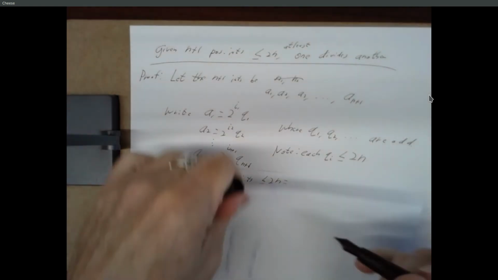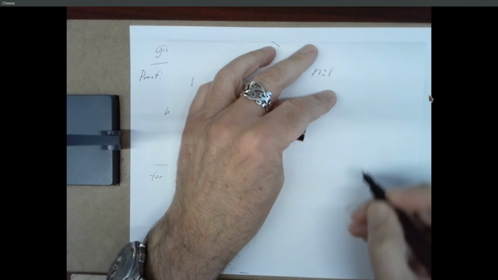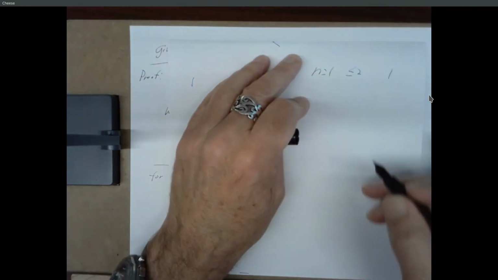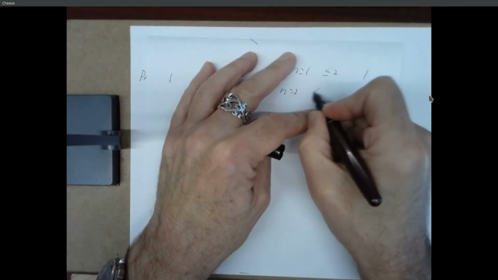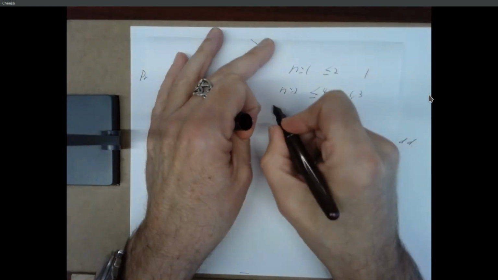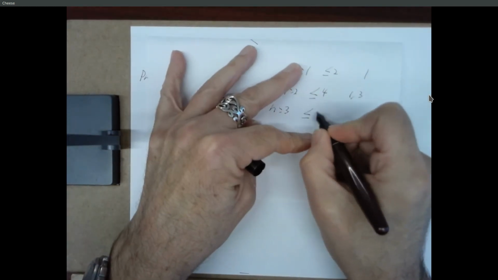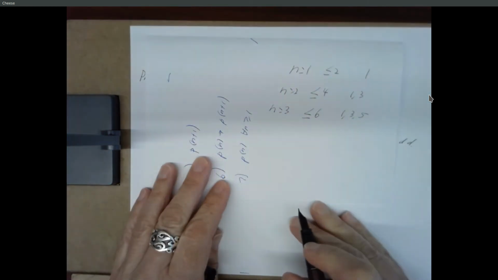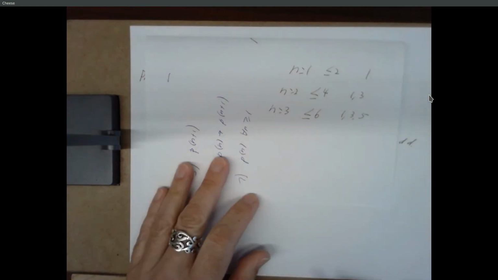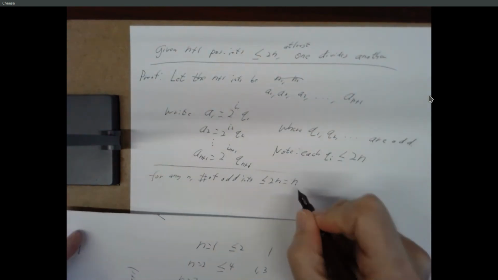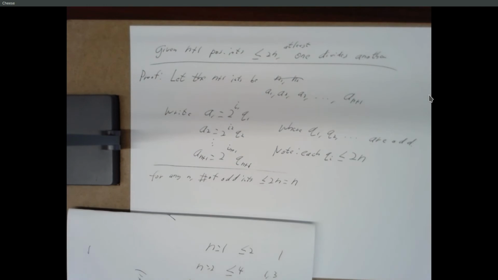So let's say n equals 1. How many odd integers less than or equal to 2? Just 1. If n equals 2, we're looking for odd integers less than or equal to 4. That's 1 and 3. There's 2 of them. If n equals 3, we're looking for odd integers less than or equal to 6. That's 1, 3, and 5. There's 3 of them. And we could make an inductive proof if we were really being picky, and we could convince ourselves that the number of odd integers less than or equal to 2 times n is n. And that's a correct result.